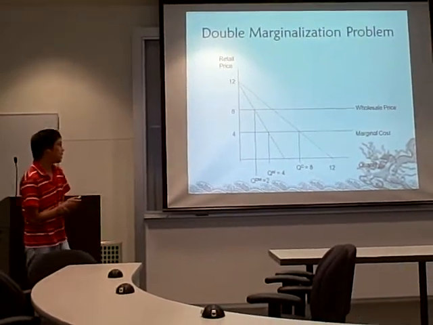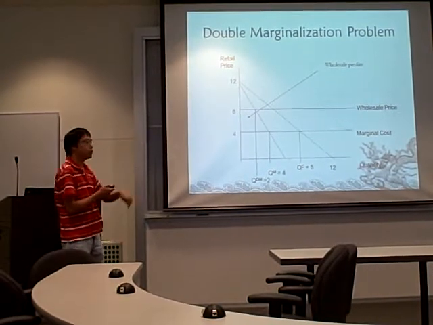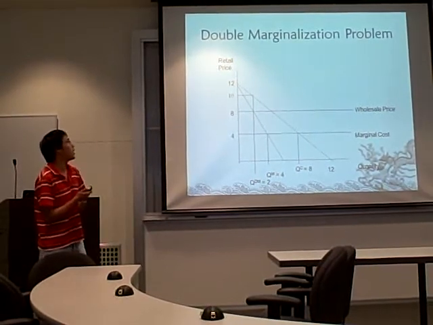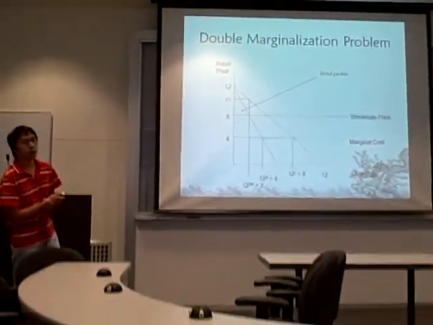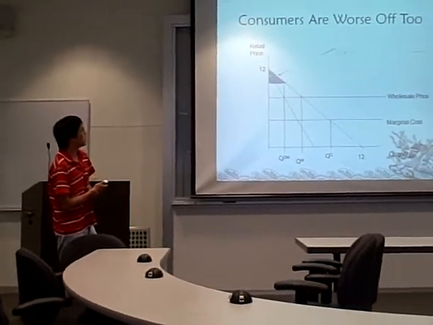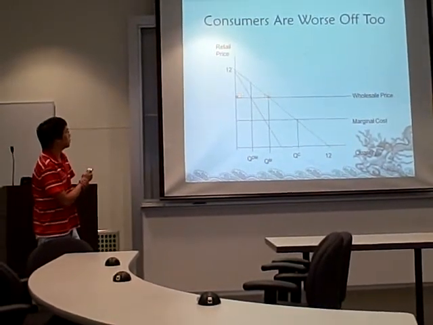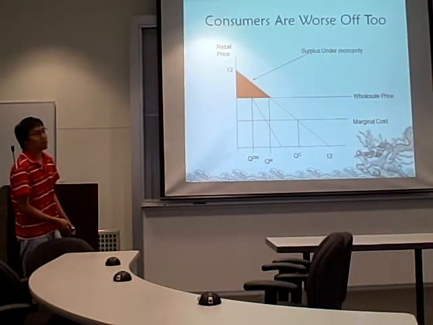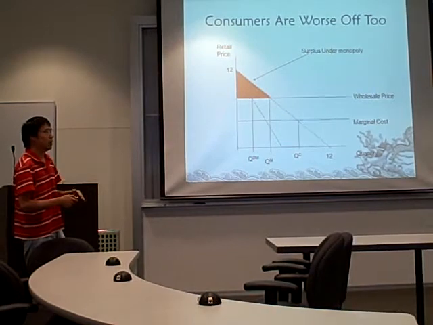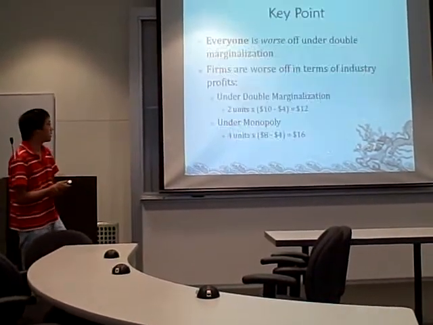This quantity will be set at 2, and the wholesale profit will be between 4 and 8. So this is the wholesale margin, and the retail price will be set at 10. This is the retail margin. Just assume that this is the consumer surplus under double marginalization, and this is the consumer surplus under monopoly. It's very easy to see that consumers are actually worse off. Their demand is not fully fulfilled, and they actually pay a higher price.